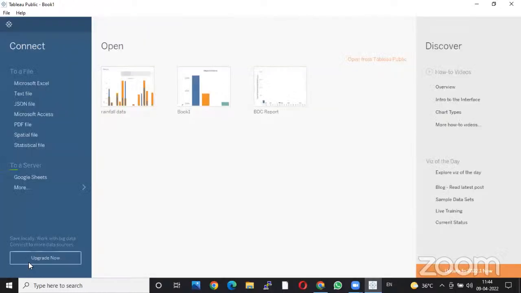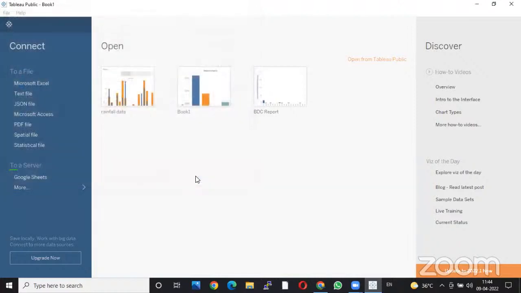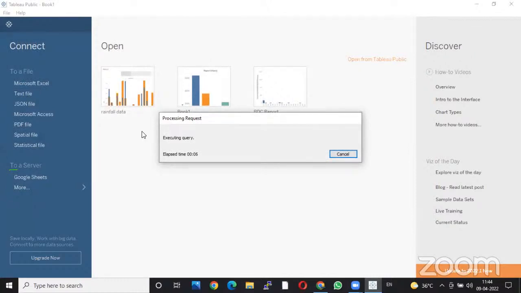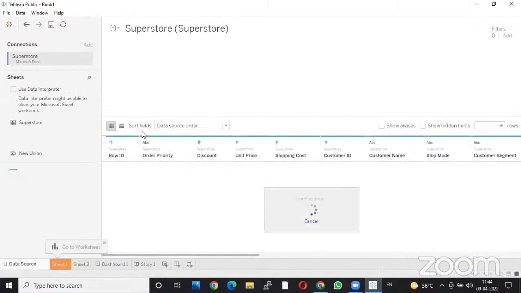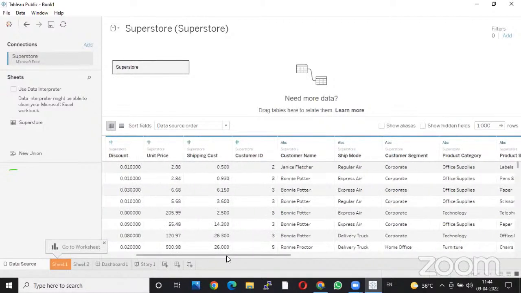And here we have a data source option. In data source, if I click on Microsoft Excel, I have to select one file which is in Excel format. So I have this Superstore file. I'm just giving a demonstration of how it will get connected. It is processing the request and executing the query to connect with the Microsoft Excel file. One thing you can see is that the file I have connected has automatically got loaded, and you can see the whole file over here, like the columns which I have in Excel can be seen very easily.